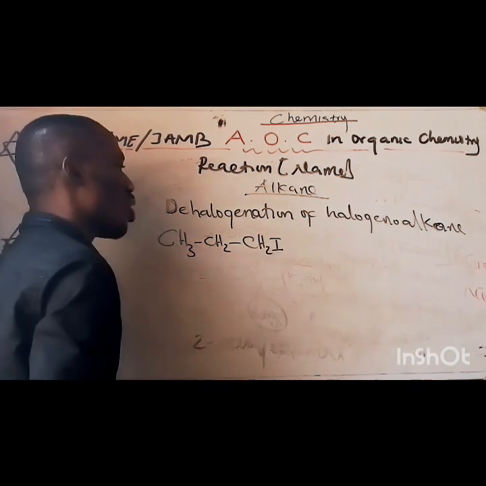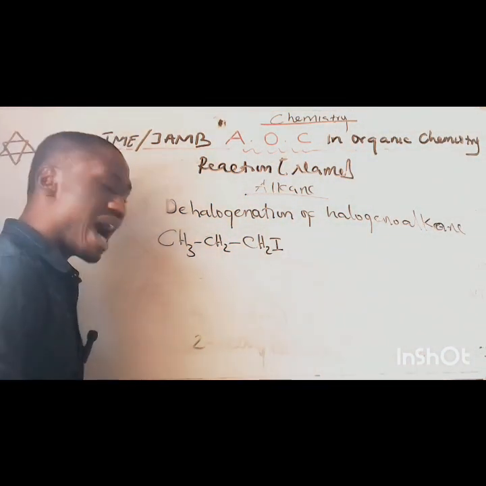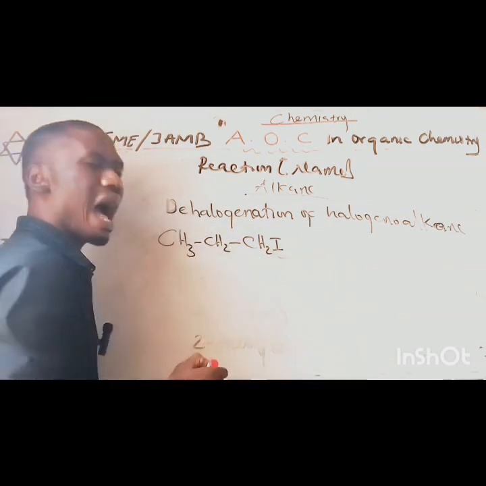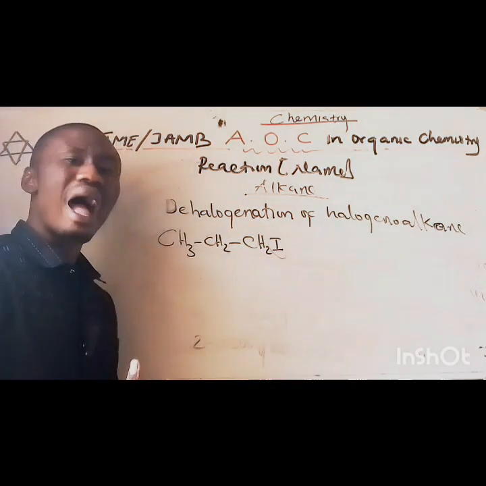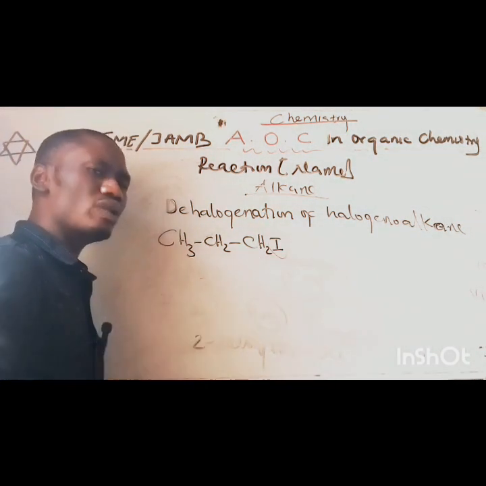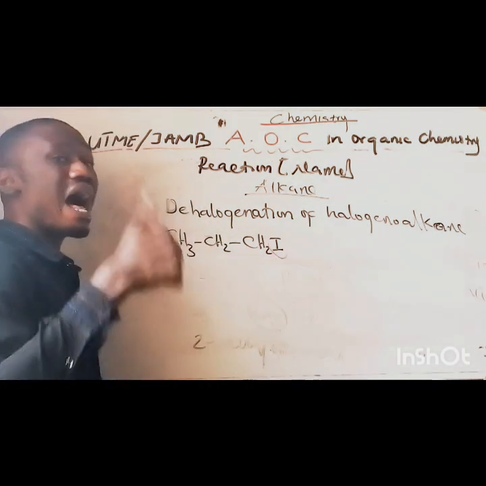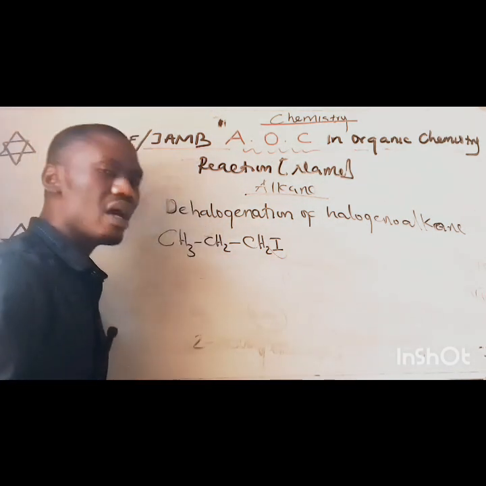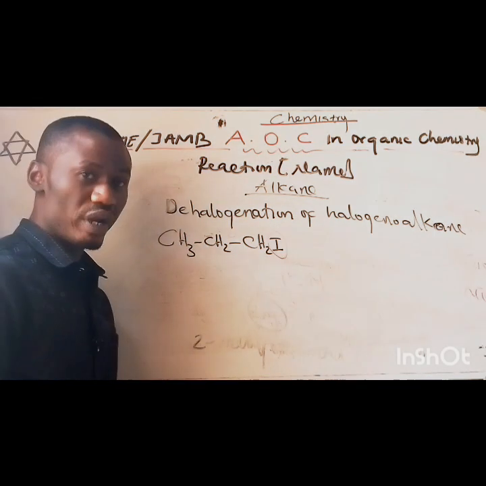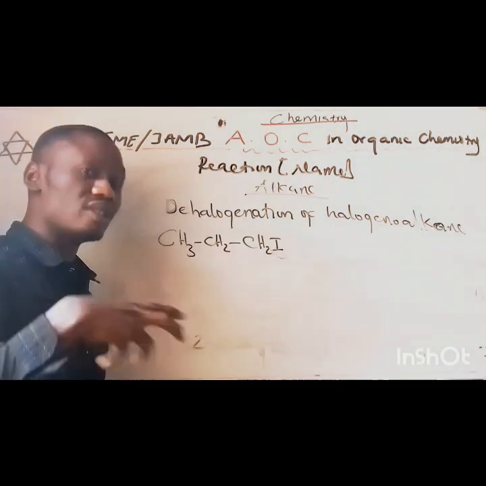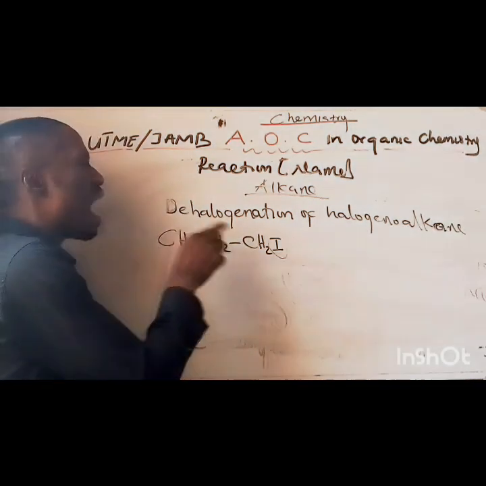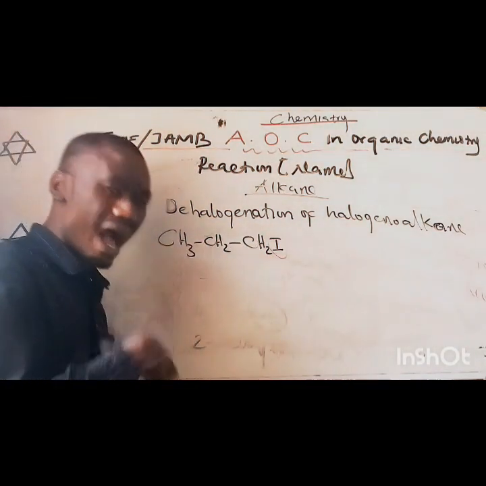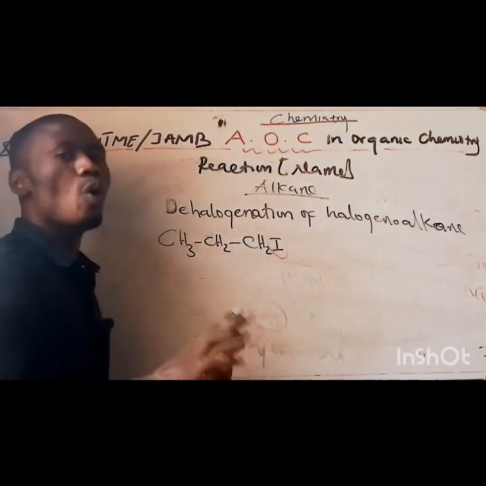CH2I. This is called iodopropane. Why is it iodopropane? Because of the iodine. And a halogenoalkane is an alkane that contains a halogen, whether it is chlorine, bromine, iodine or fluorine. Alright? But the most used in the dehalogenation of a halogenoalkane is the iodoalkane, like iodopropane.